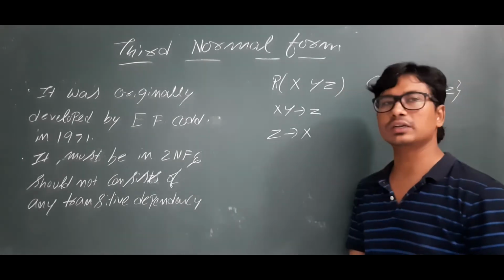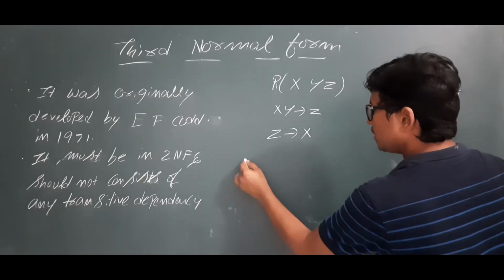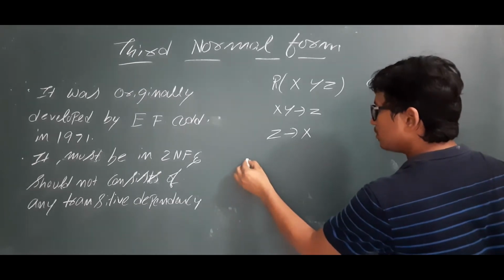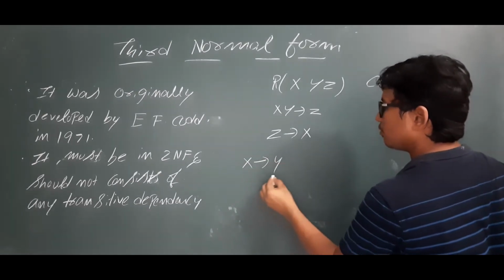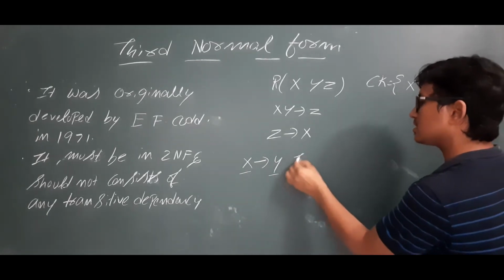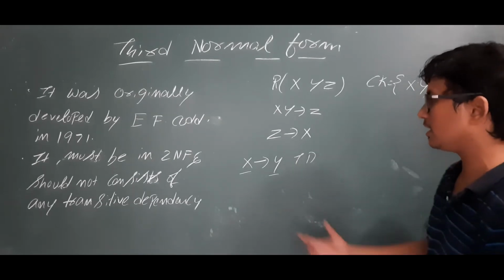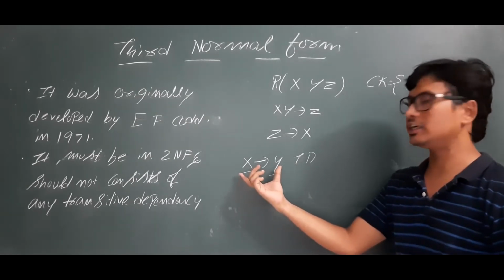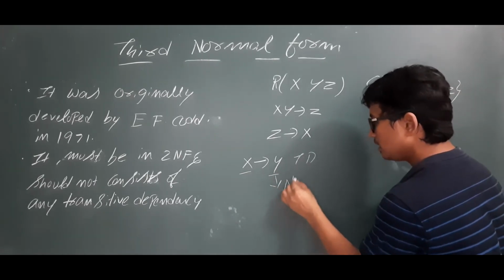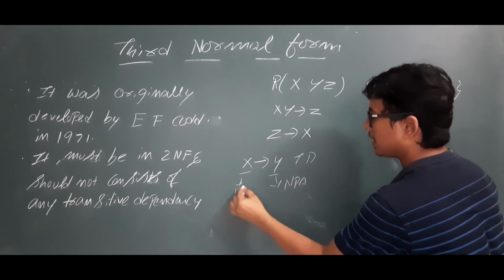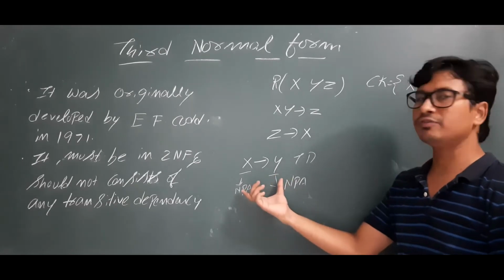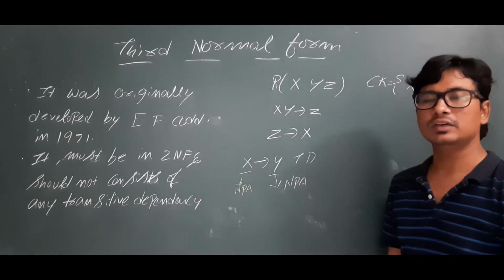Now you can ask me, sir, what is a transitive dependency? We know what prime attributes and non-prime attributes are. If you have X determines Y, where Y is a non-prime attribute and X is also a non-prime attribute, then I will call it a transitive dependency. Let me repeat again. If you have an FD X determines Y, where Y is a non-prime attribute and X is also a non-prime attribute, then it is a transitive dependency. These kinds of dependencies are not allowed in 3NF.